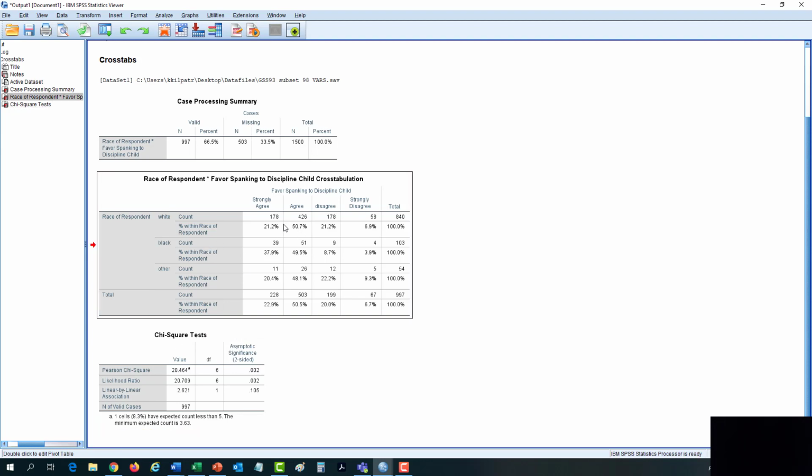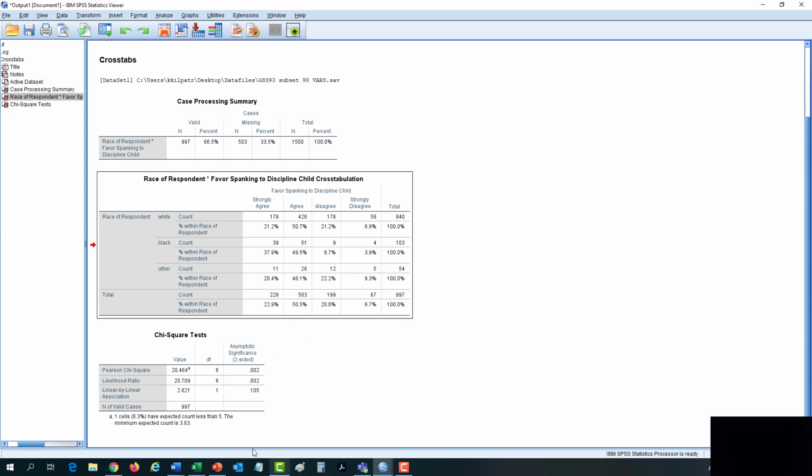So here we are with the results of our analysis. You have white respondents, black respondents, and other respondents, which, as you know, is not a very exhaustive list. But we're going to use it anyway, because it'll make it kind of easy with only 3 categories. And here is how much you favor spanking to discipline children. And the answers are strongly agree, agree, disagree, and strongly disagree.